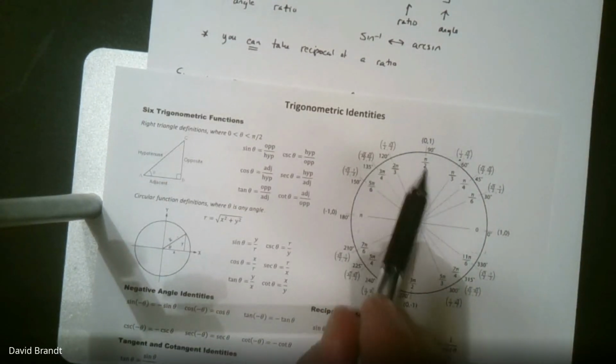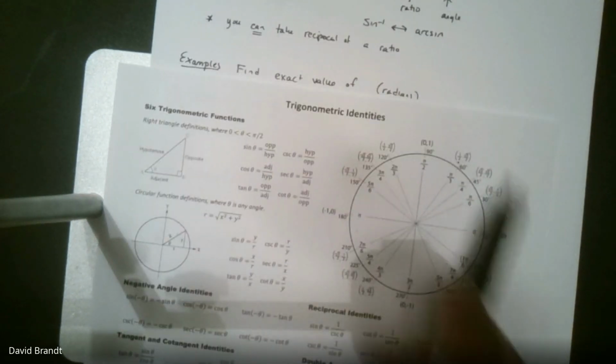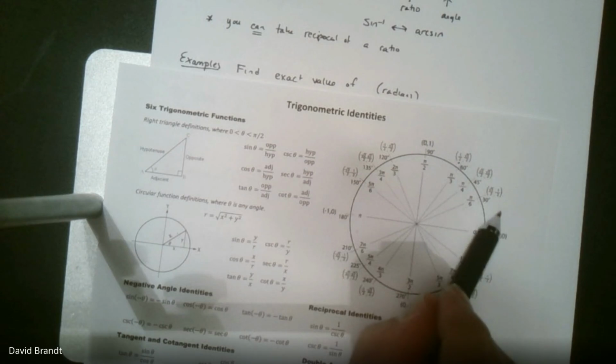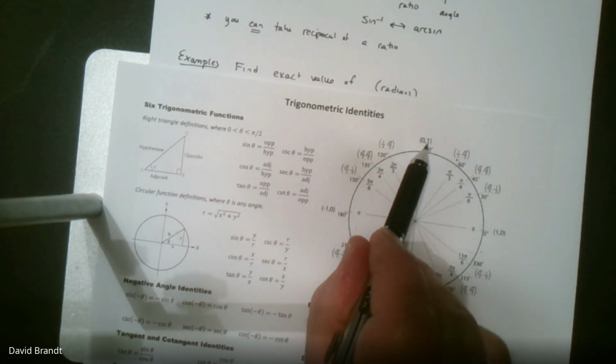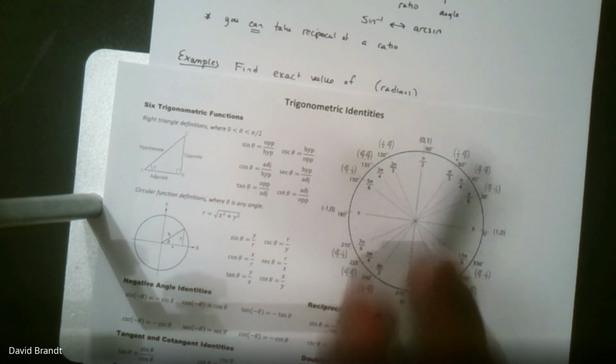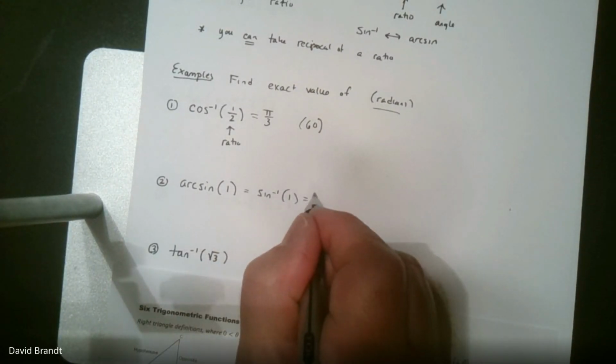All right, let's see if we can find where the y value, because sine is the y value, is equal to positive 1. There it is right there. That's where the y value is equal to positive 1. So the answer is pi over 2.